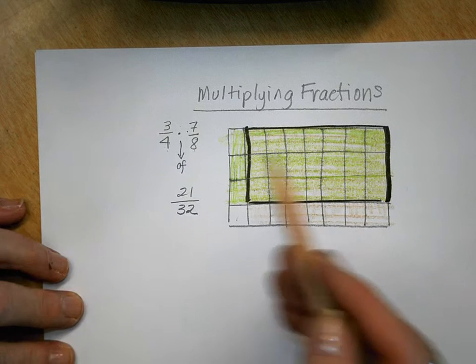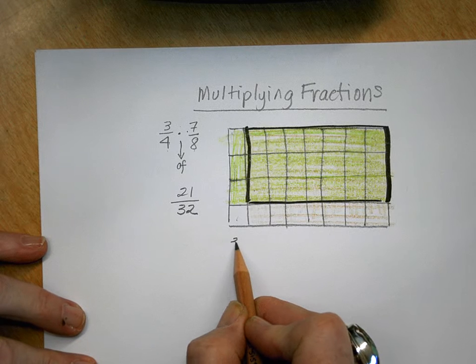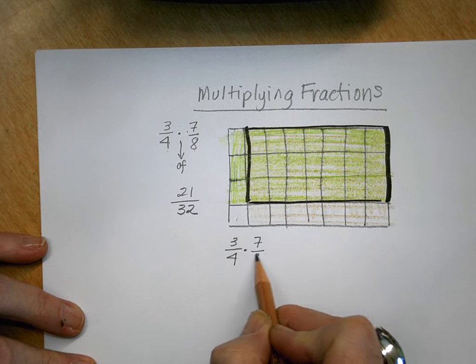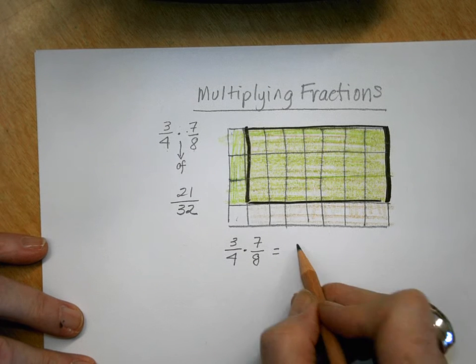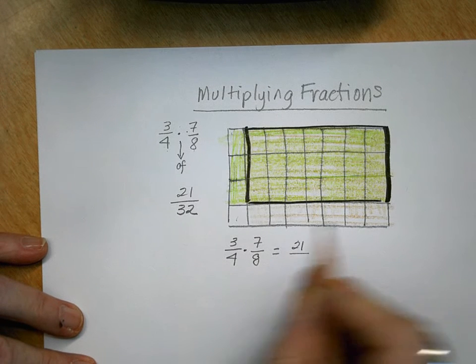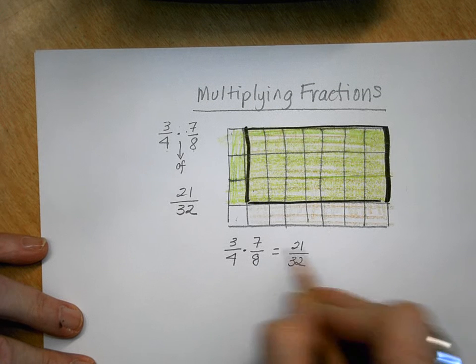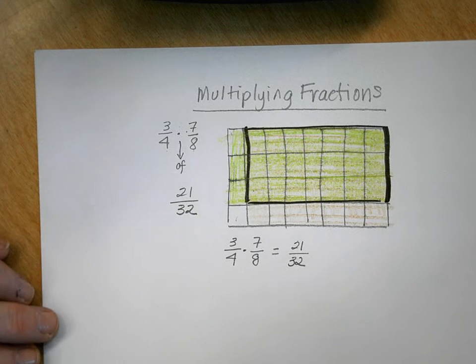Now looking at that, I can also see why the algorithm works, which is 3/4 times 7/8. To get my answer, I simply multiply my numerators together and I multiply my denominators together. If I can simplify, I should do that. This cannot be simplified.